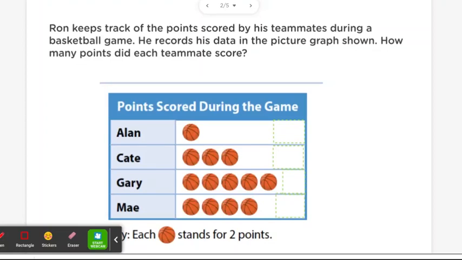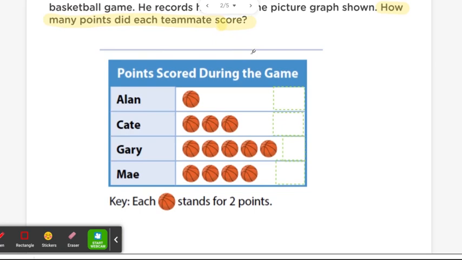So this week we're working on picture graphs and bar graphs. It'll be the first time that we work on it. So this one reads, Ron keeps track of the points scored by his teammates during a basketball game. He records his data in the picture graph shown. How many points did each teammate score? So this is the question that they're asking.